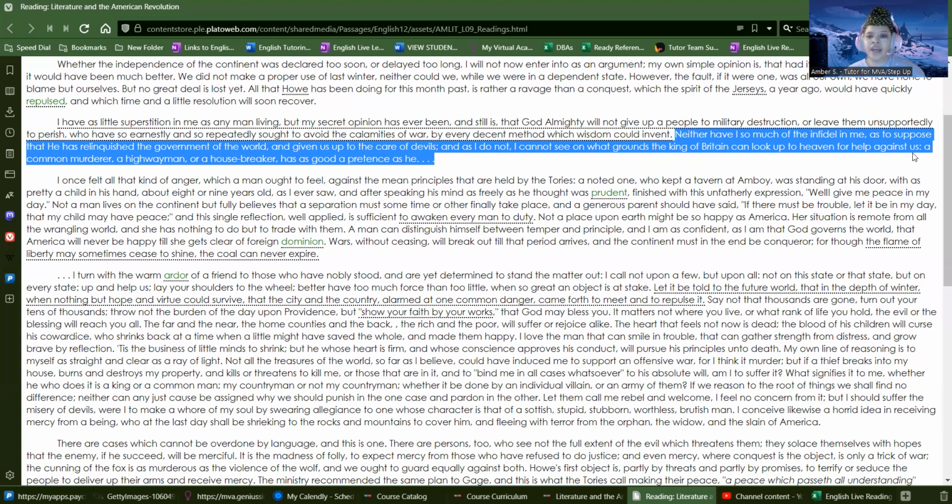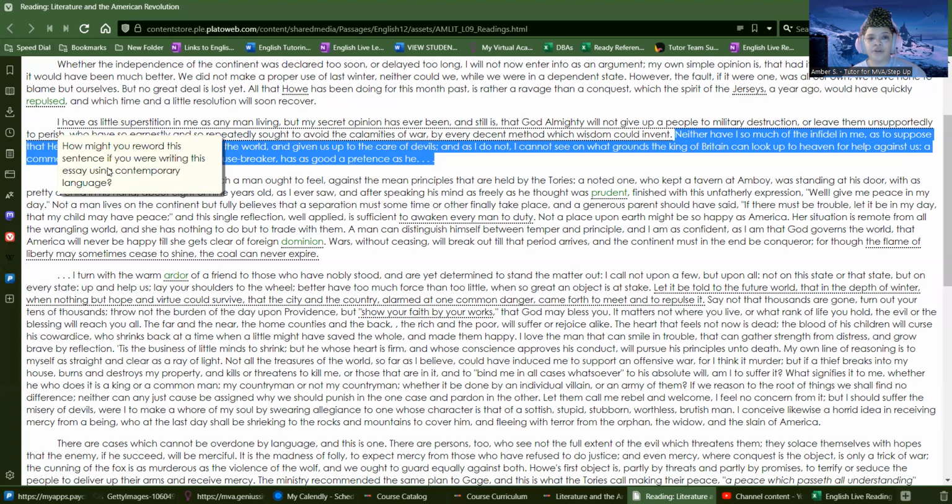So he's saying that the British government also claims to be Christian, but I can't see how they could ask God to help them crush the Americans in war, given that they've tried so many times peacefully to get their independence. And then he makes a comparison.